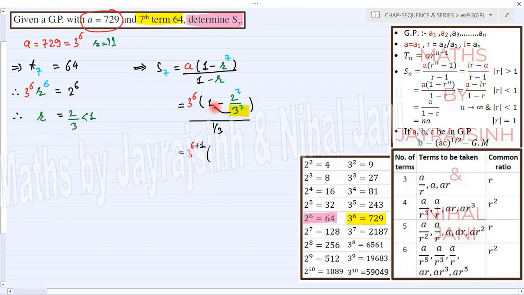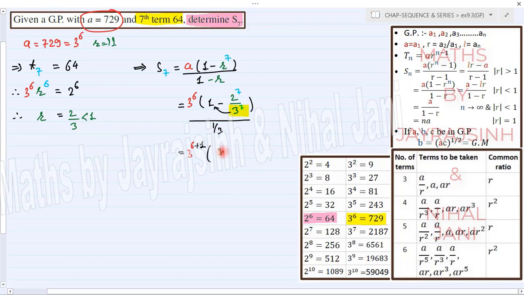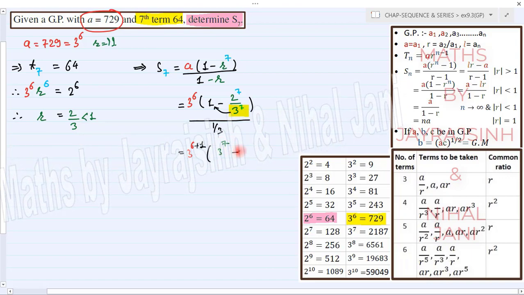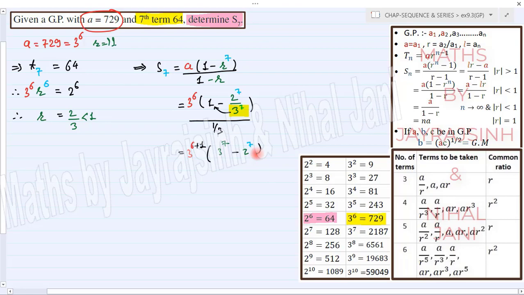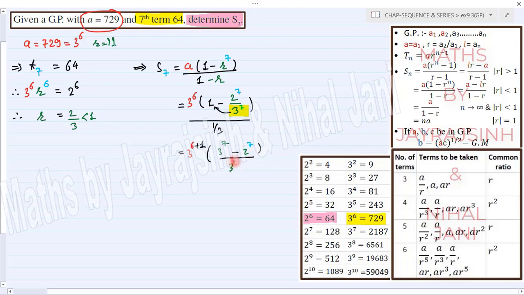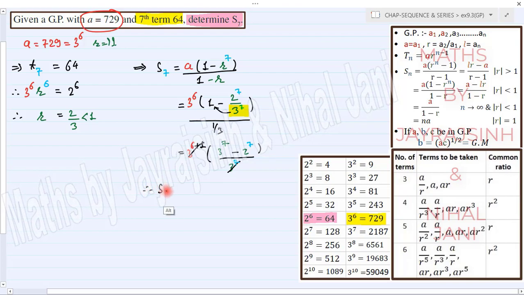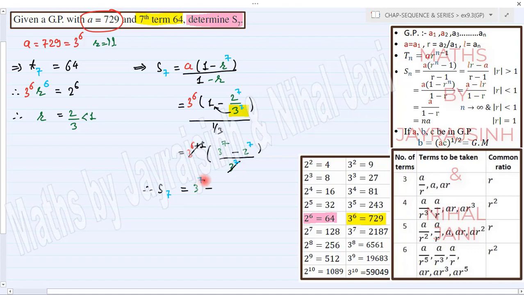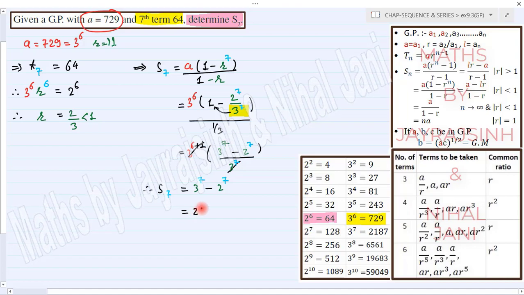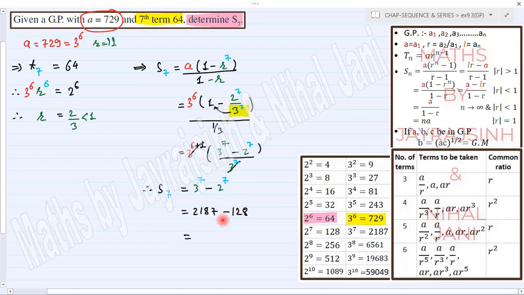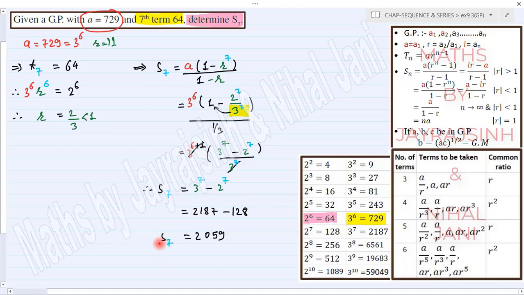and within the bracket, if we take LCM of 3^7, it will multiply with 1, and we'll get (3^7 - 2^7) upon 3^7, which will be cancelled out, and you will get the summation of 7 terms is equal to 3^7 - 2^7, which is 2187 - 128, which will give us 2059 as your final answer. Ta-da!